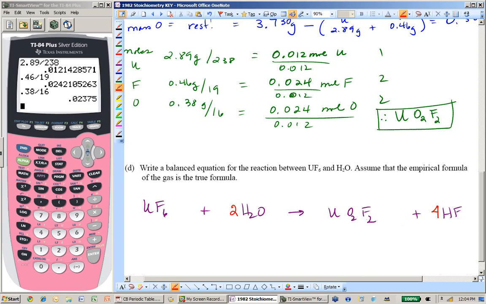So that gave me 4 F's, 2 more F's, so 6 F's on each side, 2 O's on each side, 1 U on each side, and we are done. So there is your balanced equation. And I do believe that was the end of this problem.